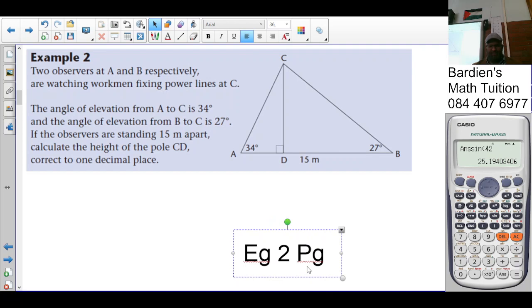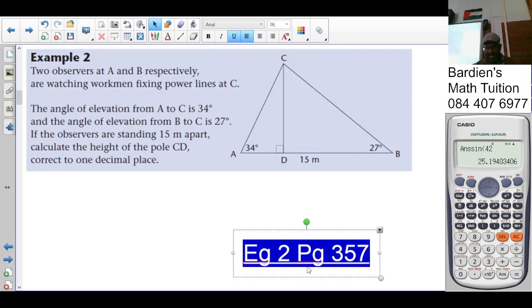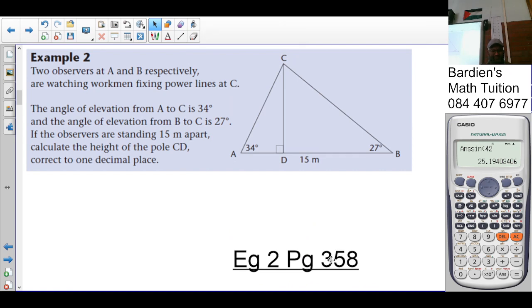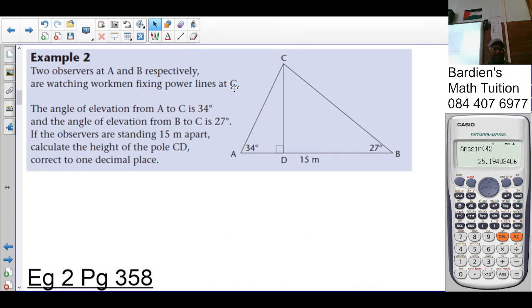Sample 2 on this page. 357.8. Alright, here we go. So we are told that two observers at A and B respectively are watching workmen fixing a power line at C.